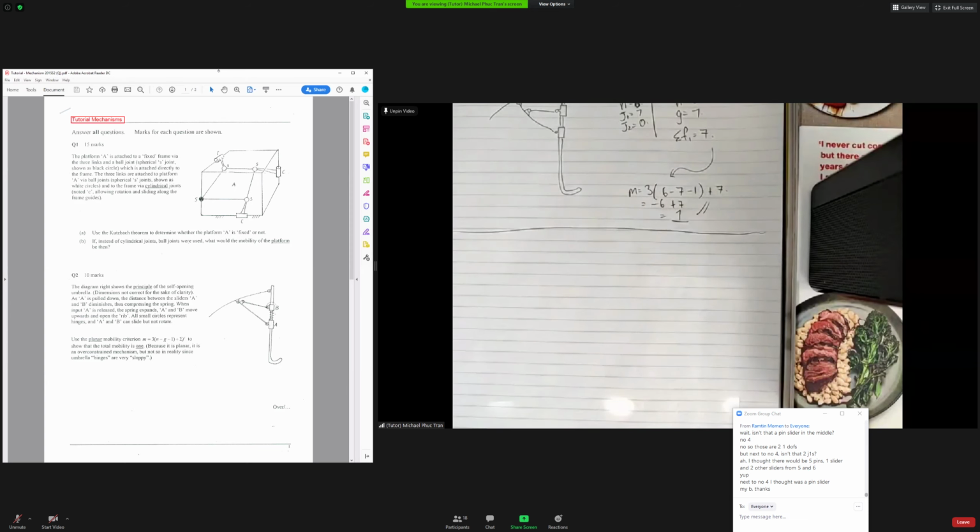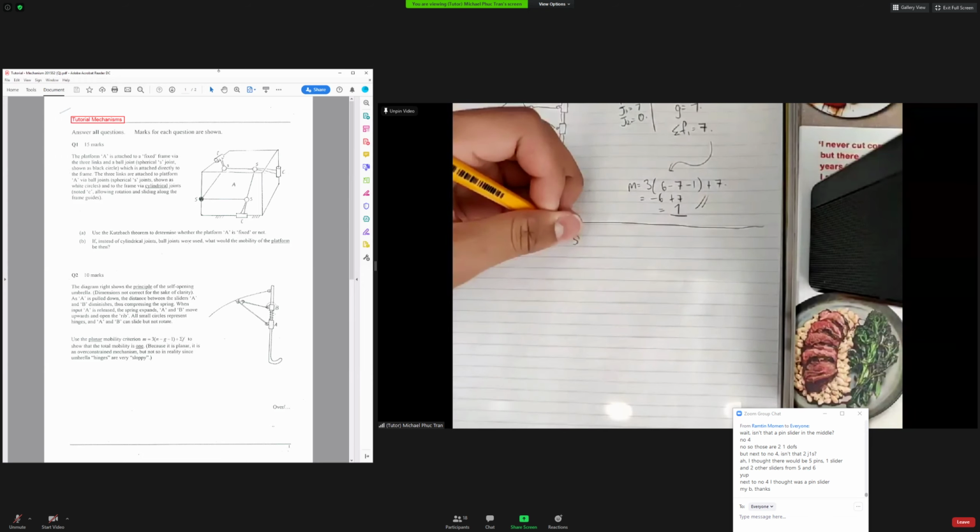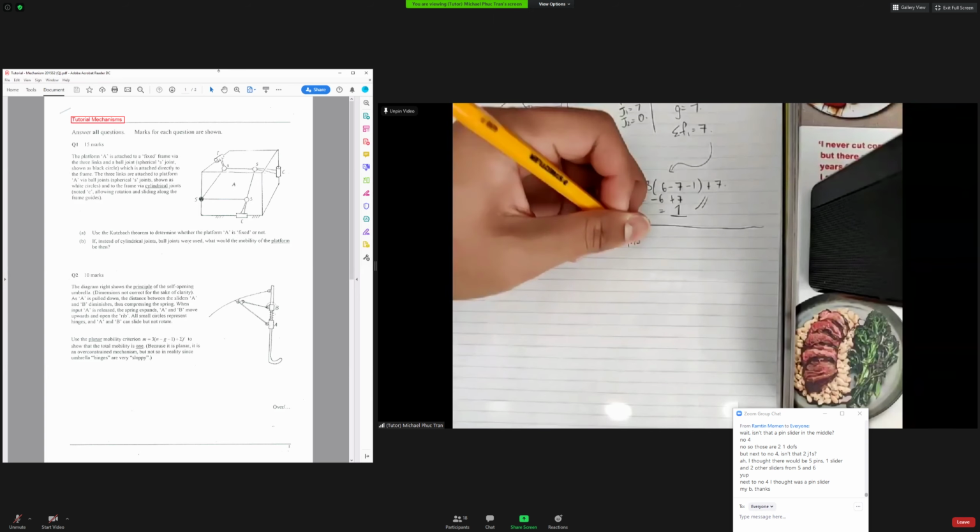Cool. All right, let's go to the 3D question. So we have platform A, which is attached to a fixed frame or your ground via 3 links, a bottom platform, which is attached directly to the frame. The 3 links are attached to platform A and to the frame via cylindrical joints, allowing rotation, sliding, and so on. Bit trickier. So 3D. So M equals 6.